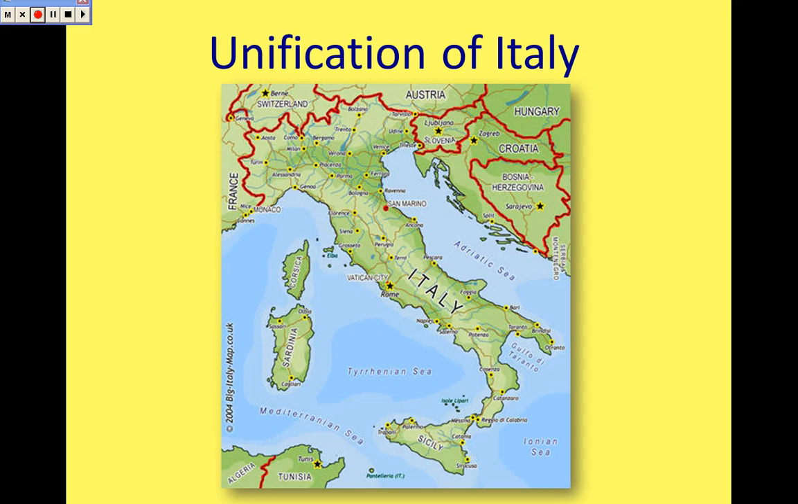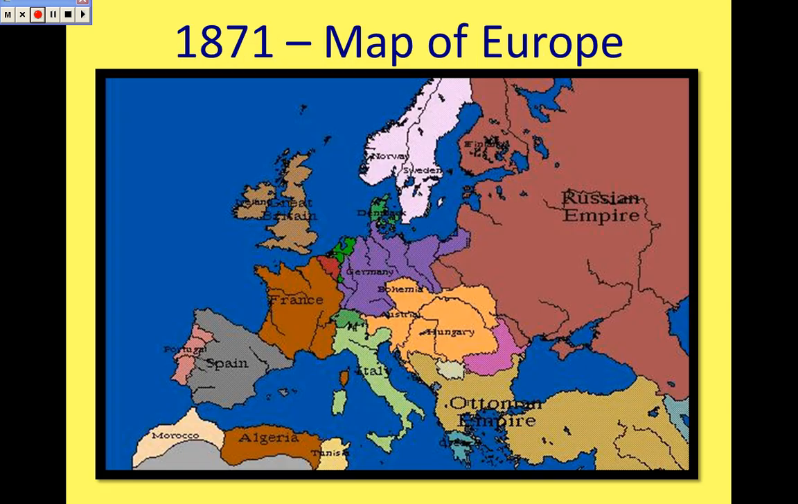Italy goes through a similar process. Italy had been a bunch of different little states and kingdoms, but Italy in the 1860s unites. And so now by 1871, things look really, really different. You've got an Italian kingdom. You've got a new Germany that's become much bigger than just Prussia and those other little states in there. Still a powerful Austria-Hungary, still a powerful Russia, France hanging in there, even though they lost this Franco-Prussian War.